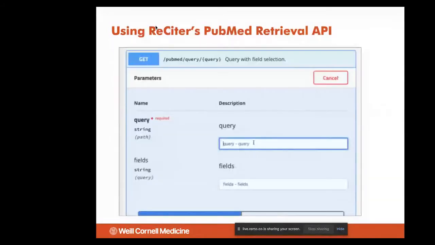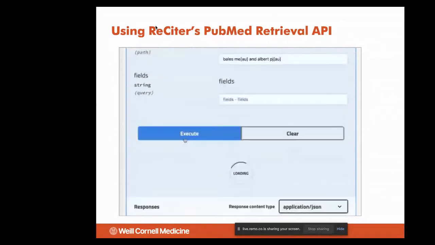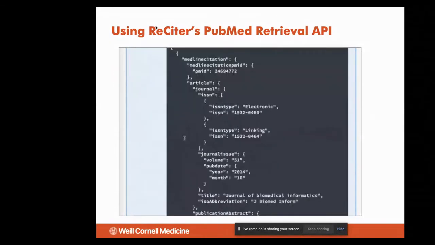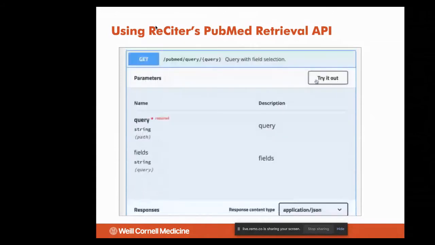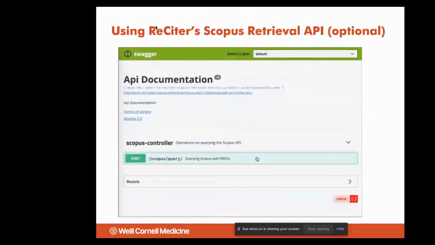ReCiter has a separate module that interfaces with PubMed. And this is what the output looks like. So the output is in JSON. Those of you who've had to get data from PubMed know that it typically comes in the form of XML, which is not as easy to use.